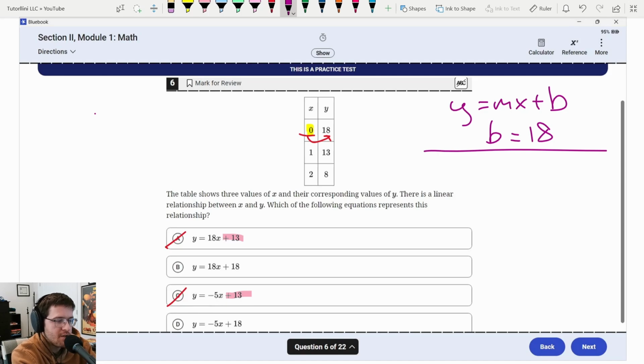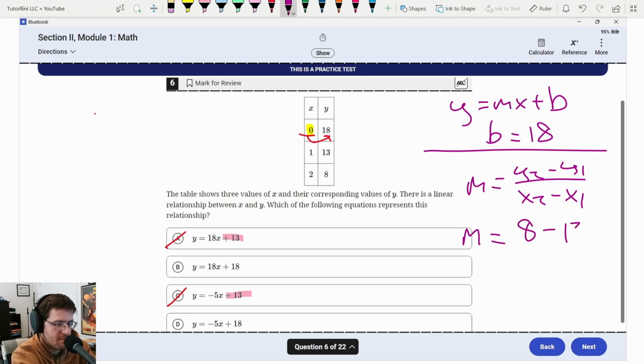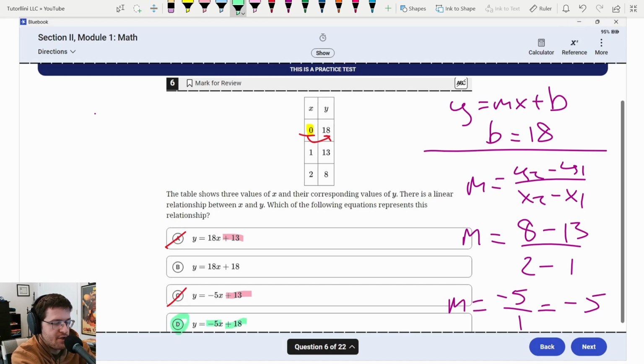So why don't I do y2 minus y1 over x2 minus x1? And how about I use the bottom 2 points? So I'll do 8 minus 13 over 2 minus 1. And I get negative 5 over 1, which is just negative 5. So the slope is negative 5, so the equation is y equals negative 5x plus 18. That is choice D.